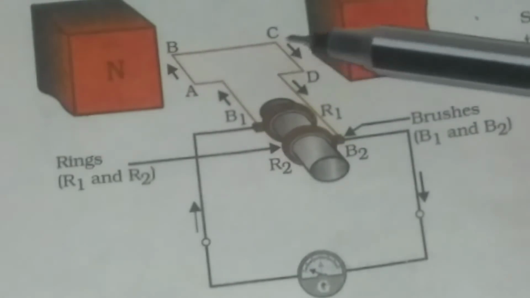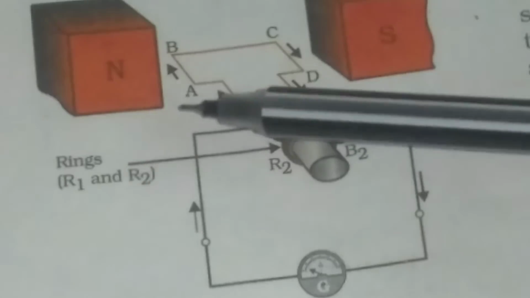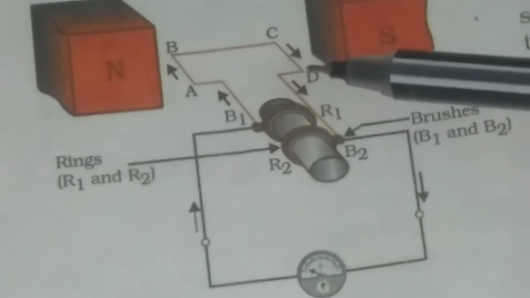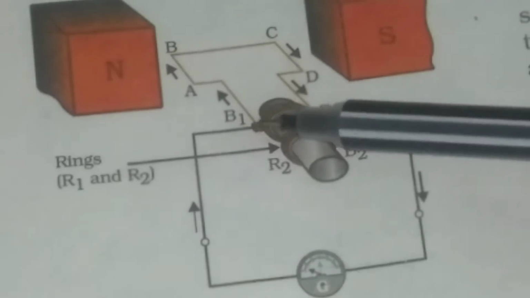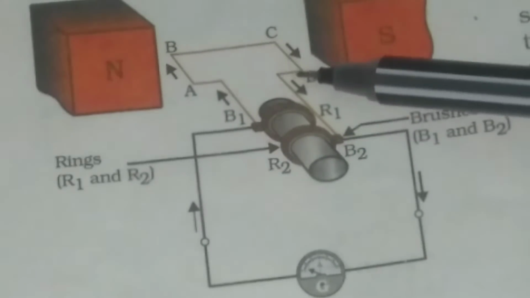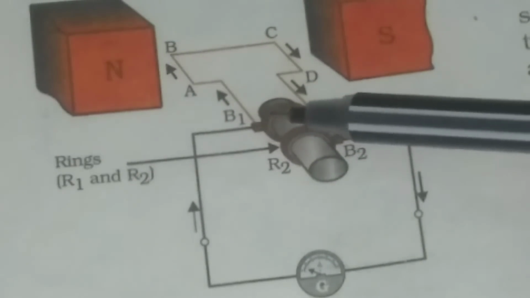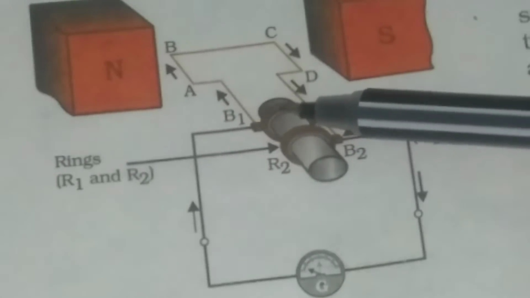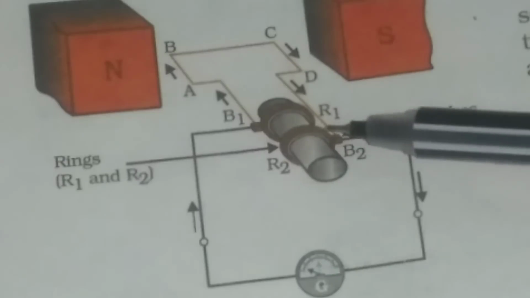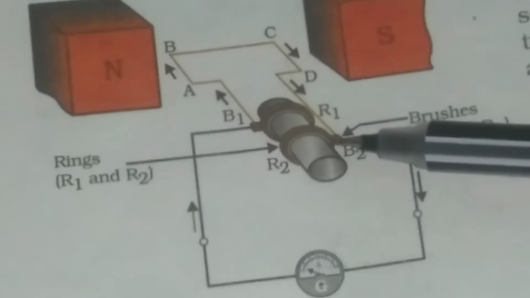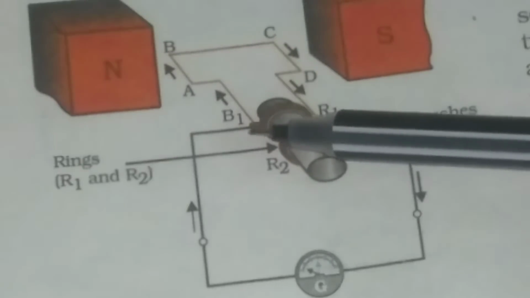Okay, the CD side will come to the AB side and the AB side will go to the CD side. The terminal D will be connected to the bus B1, and the terminal A will be connected to the bus B2. Therefore, you will get the output by this bus, that means B1.